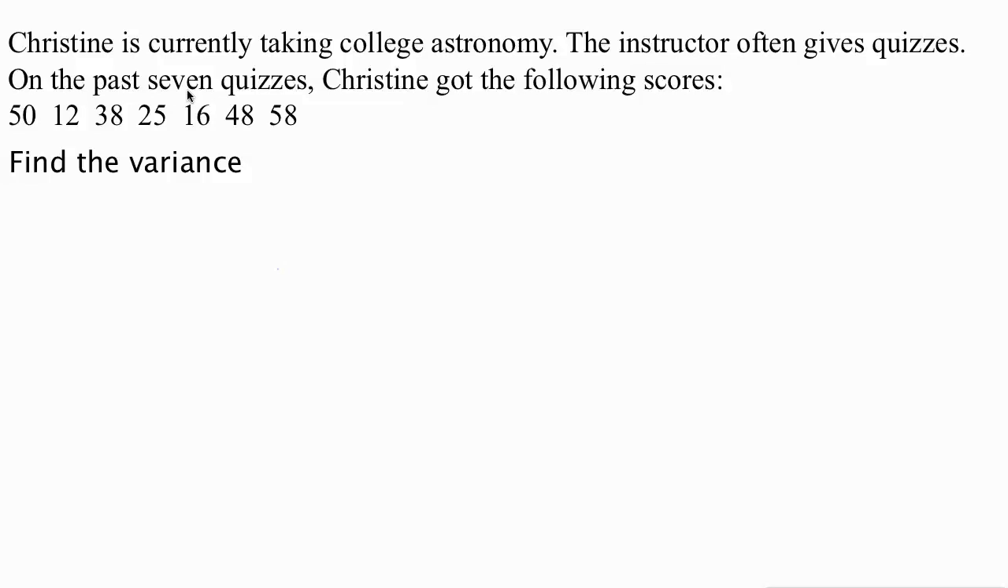On the past 7 quizzes, Christine got the following scores: 1, 2, 3, 4, 5, 6, 7 scores in 7 quizzes. Are these all the quizzes? This is a question that you have to ask. Are these all the quizzes the instructor gives, or just some of them? In fact, they say on the past 7 quizzes. This is the last few quizzes, or last 7 quizzes. That means there were actually more quizzes than the 7. So this is just a sample. This is not the population.